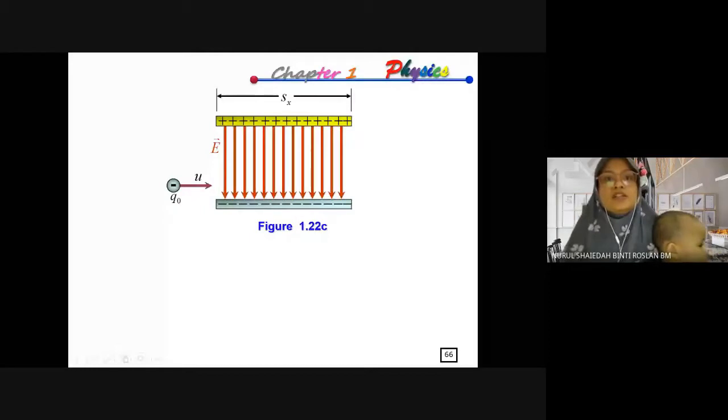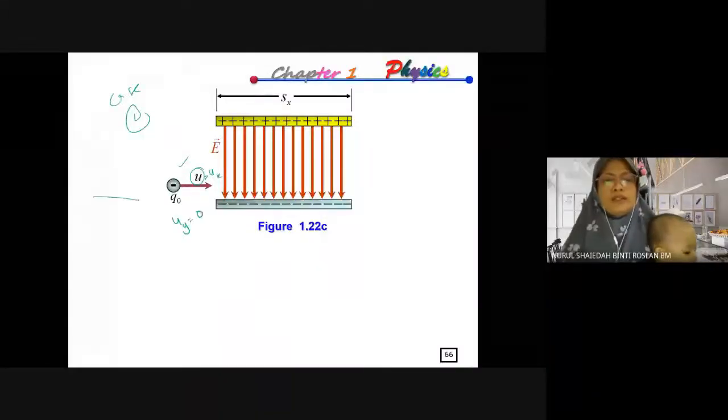Second case, you ada charge, you tembak dia dari jauh. So you tembak dia dari jauh, so dia ada velocity. But this is represent UX. Apa jadi kat UY cikgu? Zero. Kenapa zero? Sebab dia tembak on horizontal saja. Because this is only horizontal.